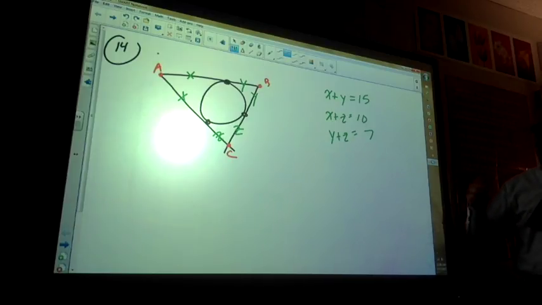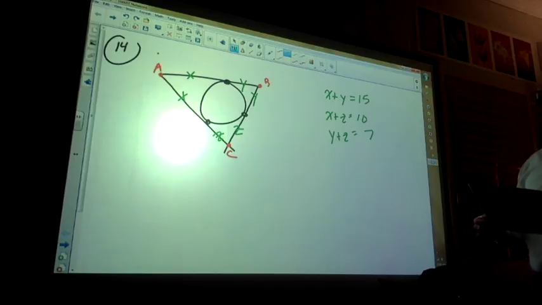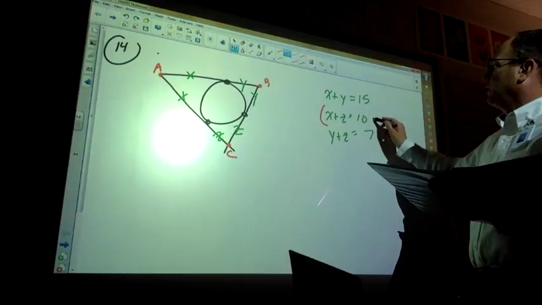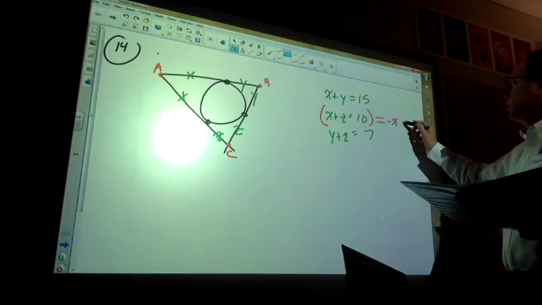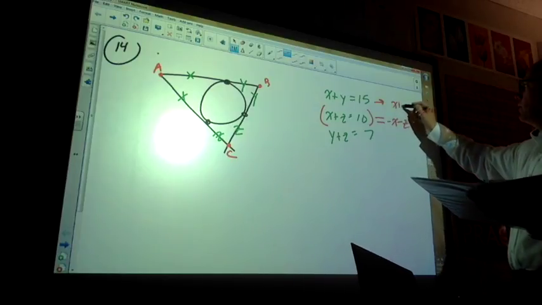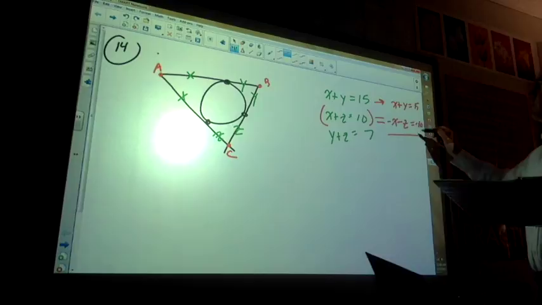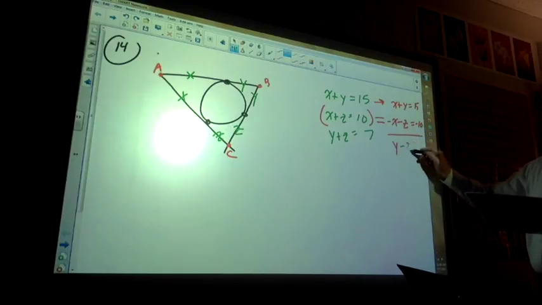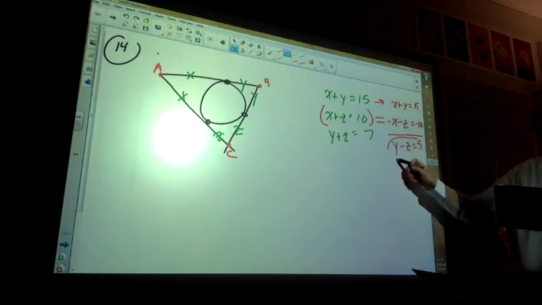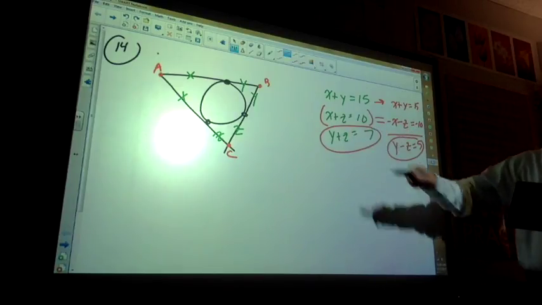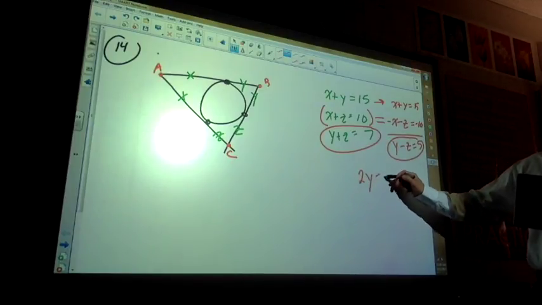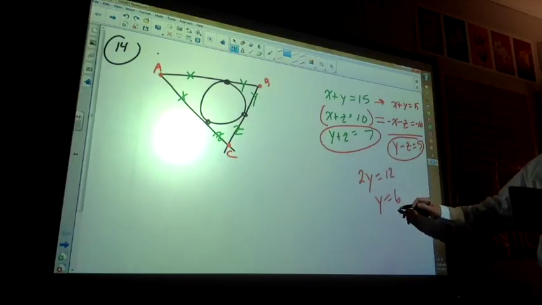So we have x, x, y, y, z, z. So I would truly have to say, if you did this as a system of equations, it's going to work really well. So I might choose to take this one and turn this into this, and then I would just add it to this one. If you do this, the x's cancel out, and that leaves me y minus z equals 5. So what happens with this equation when you add it to this equation? The z's cancel out, so you get 2y equals 12. So y is equal to 6.